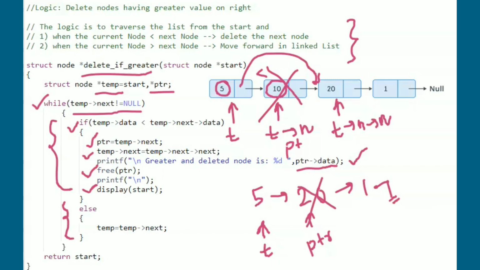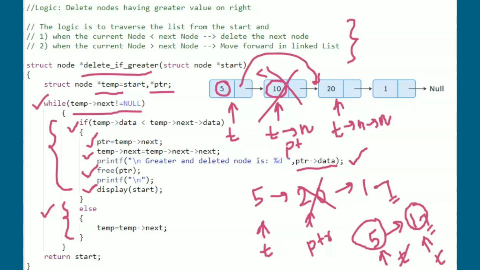So after deleting this 20, the status will be 5 and after that we have a node that is nothing but 1, and 1 next is null. Still your temp is pointing to the 5. Now I will check temp next not equal to null. So your temp next is not equal to null. So I am going to compare the temp data value with its next node value, that is nothing but the 1. So here the if part is not going to work because our temp data value is greater than our next value. So in that case your else part will be executed. So now your temp is pointing to temp next. So now your temp is pointing to the node 1.